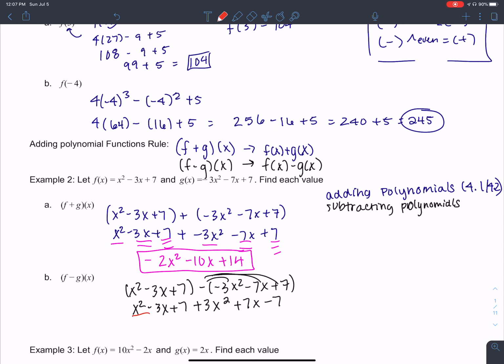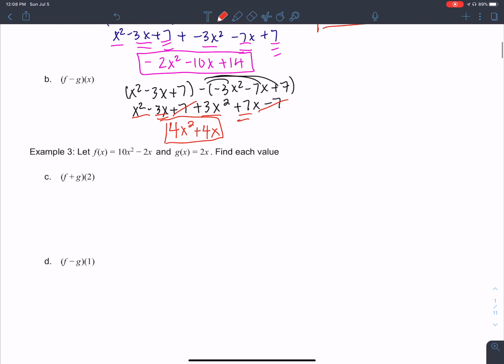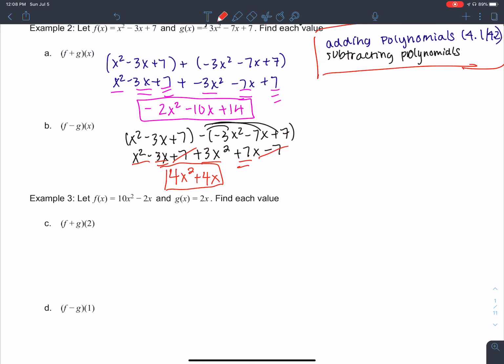Now let's combine like terms. So this becomes 4x squared plus 4x, and then that's going to cancel. All right, so same idea as adding and subtracting polynomials. Nothing really changed except for the verbiage, or how it's presented. We just presented it in function notation.